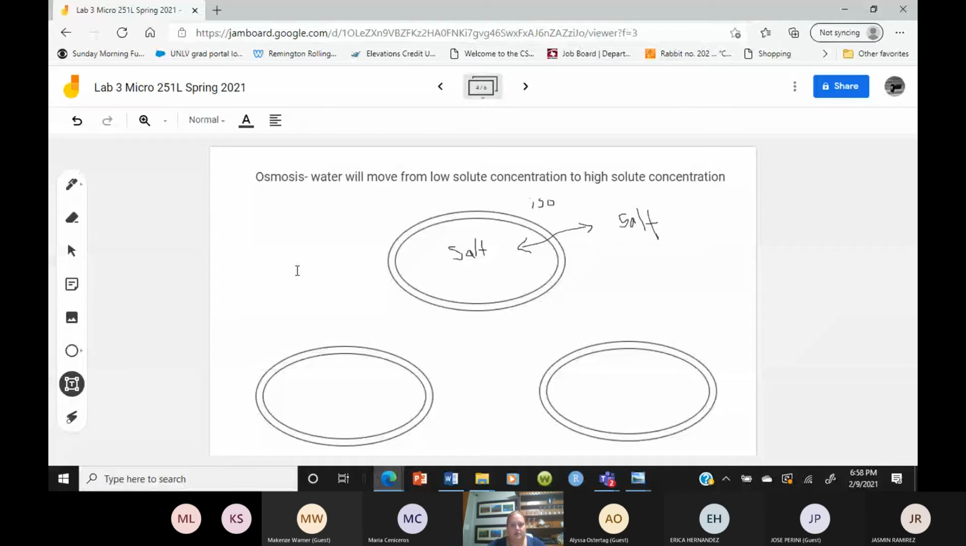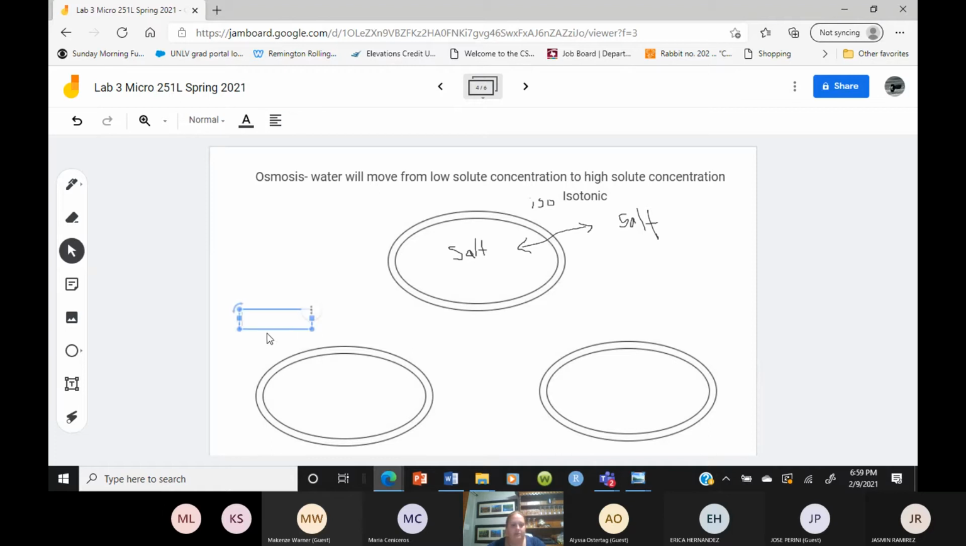I'm going to type, this is ridiculous. Isotonic. Where that's equal flow of water into and out of the cell. So in this situation, the cell would be potentially perfectly happy. There's no adverse conditions going on for the cell because everything is equal.